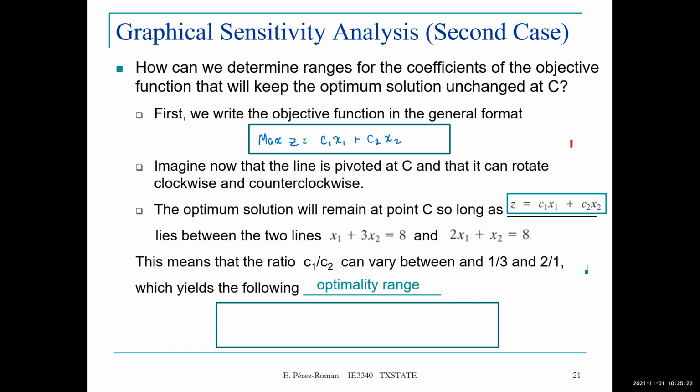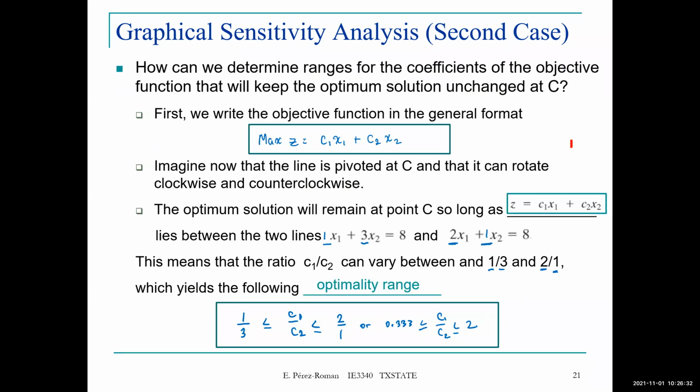So how do we find those ratios? Those are the coefficients. So this will be 1, this is 3, this is 2, and this is 1. So the coefficients associated with the first constraint are 1/3. The coefficients associated with the second constraint are 2/1. So that will tell us the following: as long as these coefficients for the objective function are between these two, 0.333 is less than or equal to C1 over C2, which is less than or equal to 2. This means that the ratio C1, C2 can vary between 1/3 and 2:1, which yields the following optimality range: 0.33 less than or equal to C1 over C2 less than or equal to 2.